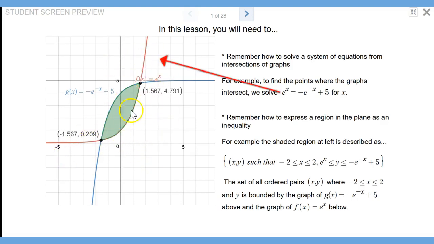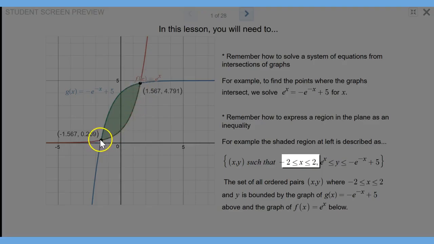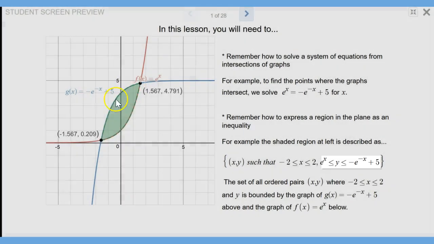So for example, this red graph is f of x equals e to the x, and this blue graph is minus e to the minus x plus 5. The region in the plane between these graphs is described by all the points between the x values where these graphs intersect, and all the y values that lie in between this top graph and the lower graph. So you should have seen how to describe these regions and how to work with these regions somewhat in pre-calculus.